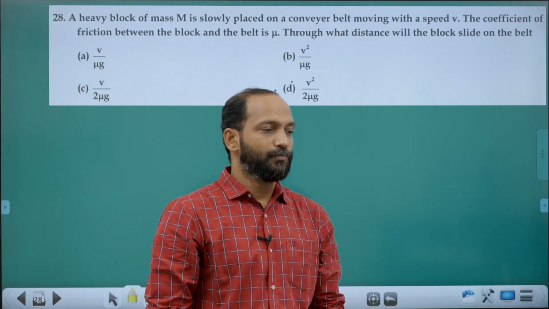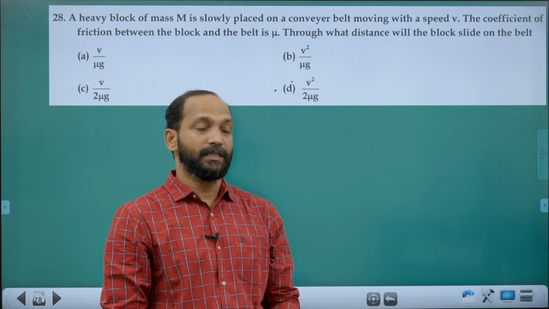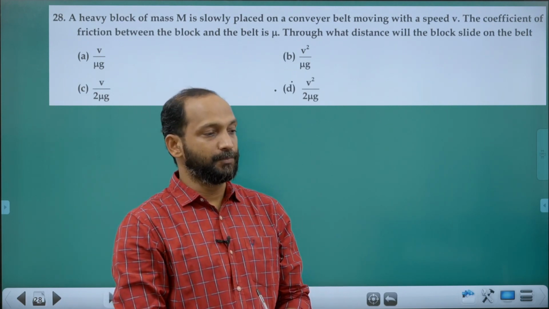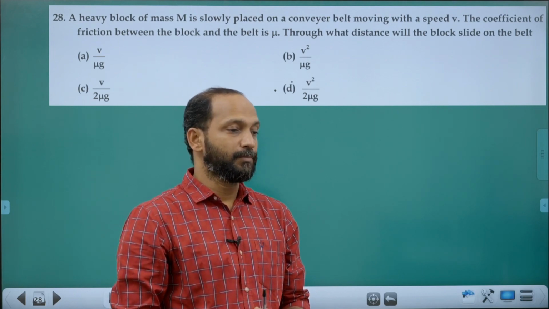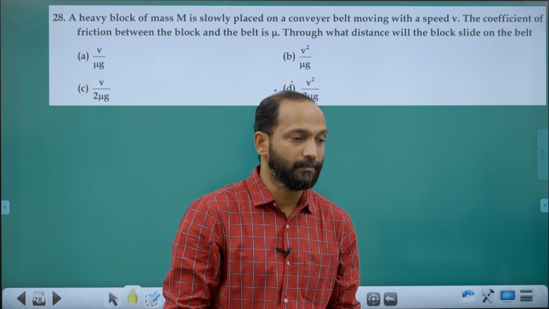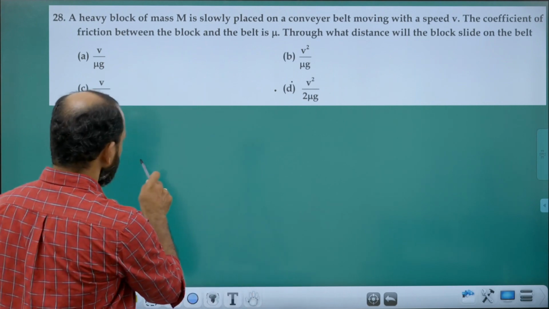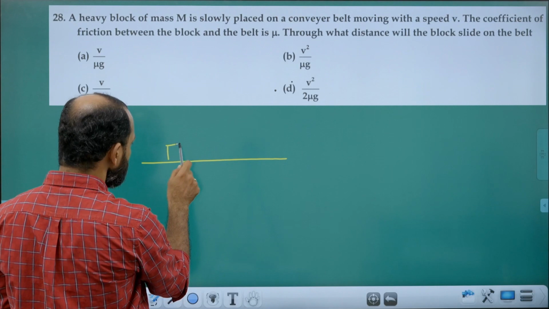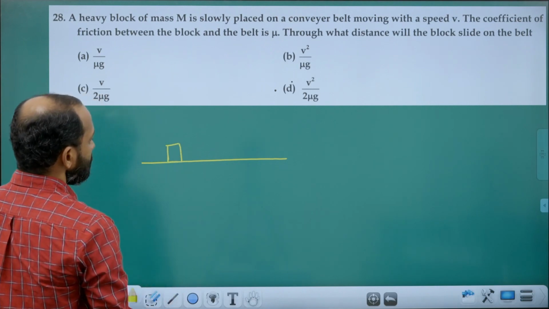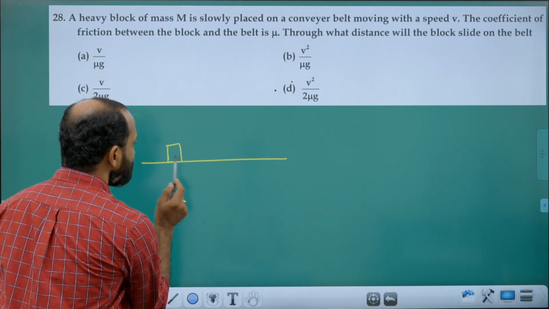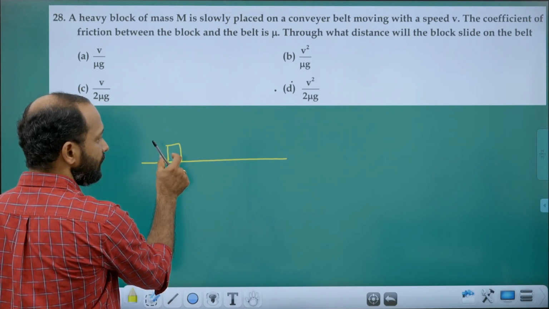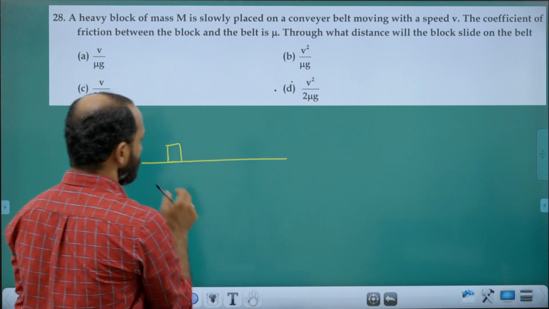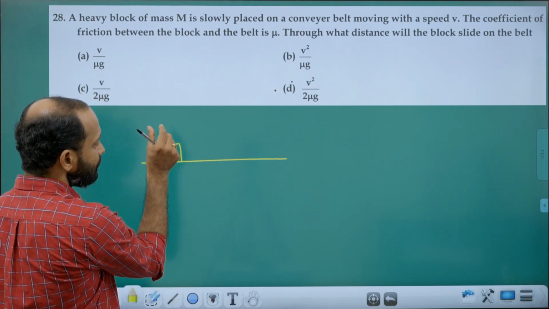Next one, 28. A heavy block of mass m is slowly placed on a conveyor belt moving with speed v. Coefficient of friction between block and the belt is mu. Through what distance does the block slide on the belt? Okay, this is the case. The belt is moving with constant velocity. When the block is just kept, the block slips because the block does not have a velocity equal to that of the belt. Initial velocity of the block is 0.